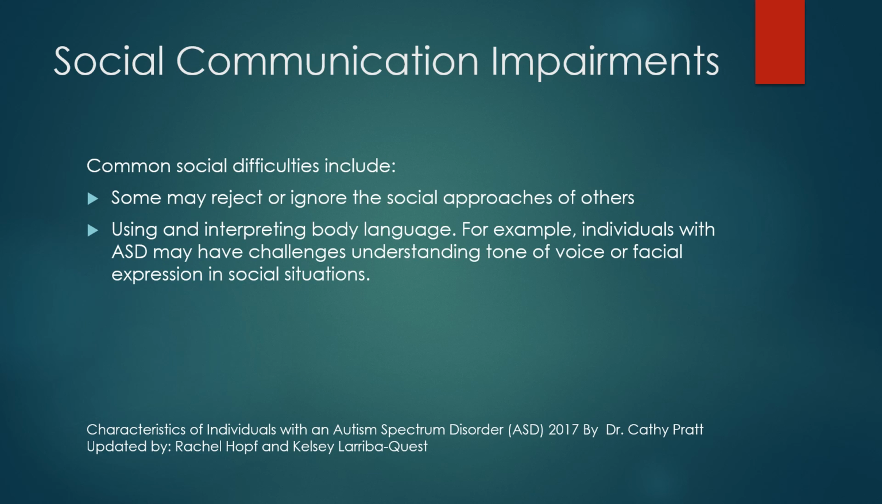Social communication impairments. Common social difficulties include: some may reject or ignore the social approaches of others, and difficulty using and interpreting body language. For example, individuals with autism spectrum disorder may have challenges understanding tone of voice or facial expression in social situations.